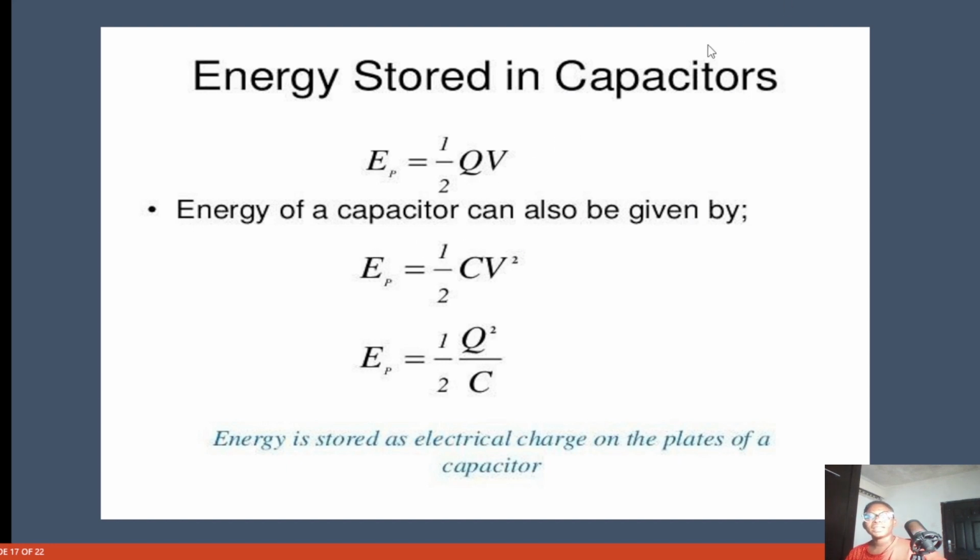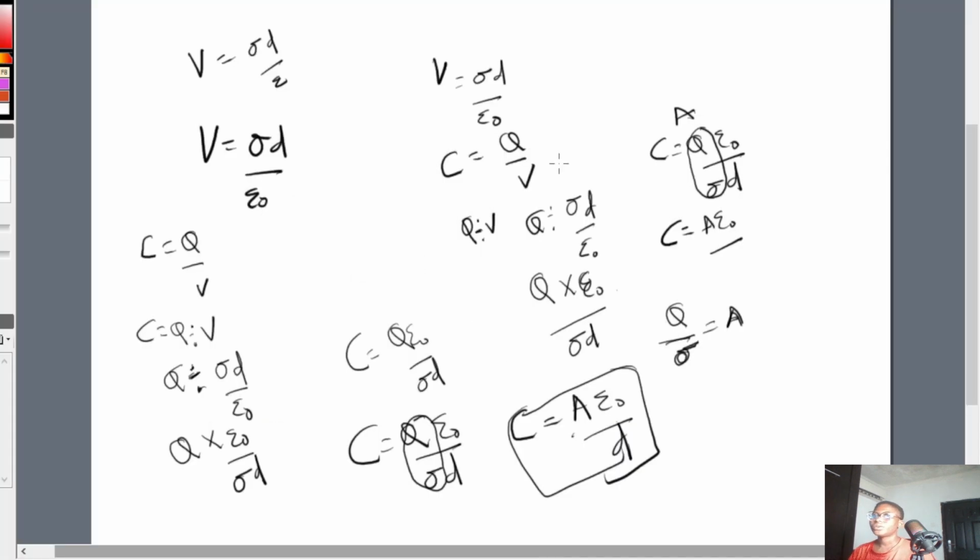So, energy stored in a capacitor. We have that E is equal to 1 over 2 QV. Let's go to our board to derive it. E is equal to 1 over 2 QV. And don't forget, this Q has a value. Recall that C is equal to Q over V. If you cross multiply, Q will be equal to CV.